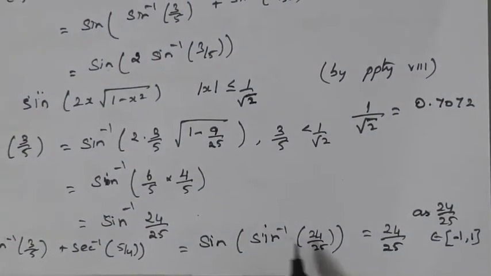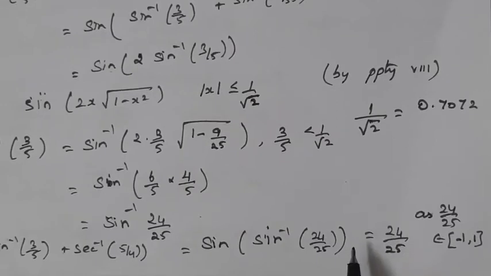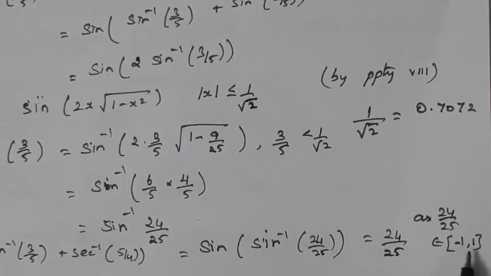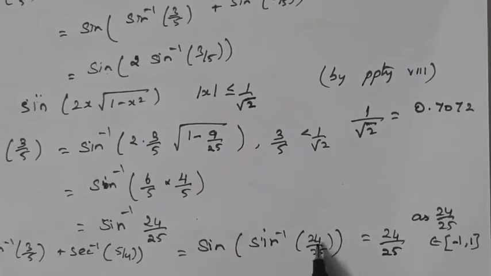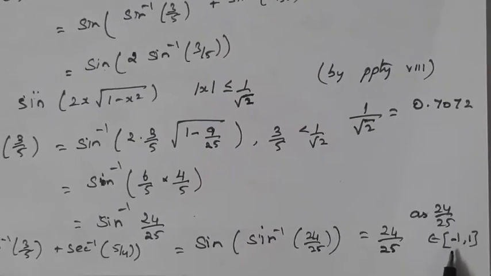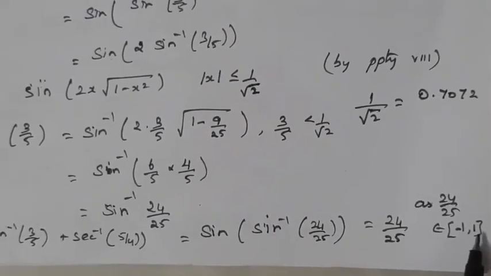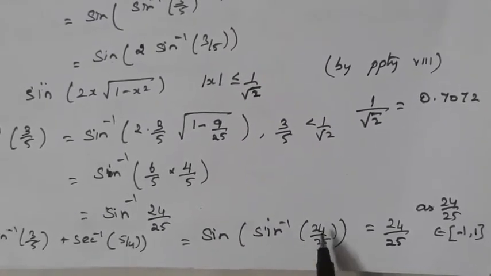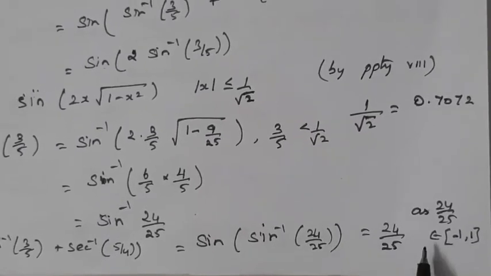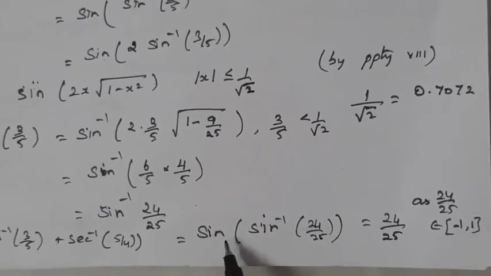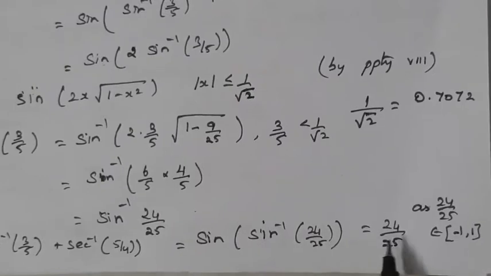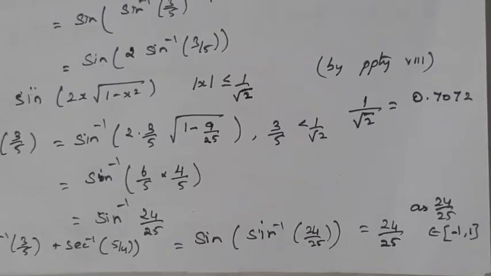Sine of sine inverse of theta is equal to theta only if theta belongs to the closed interval minus 1 comma 1. Here, 24 by 25 clearly belongs to this closed interval minus 1 comma 1, because it is a proper fraction, so its value will always be less than 1. So it belongs to this interval, and hence sine of sine inverse of 24 by 25 is equal to 24 by 25.